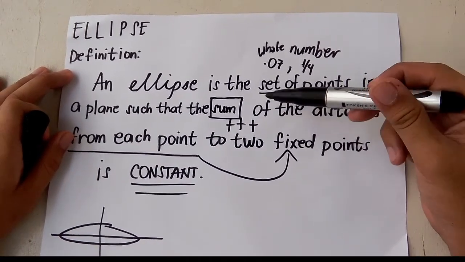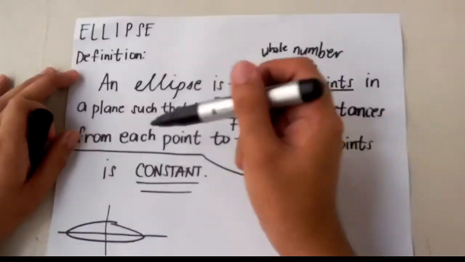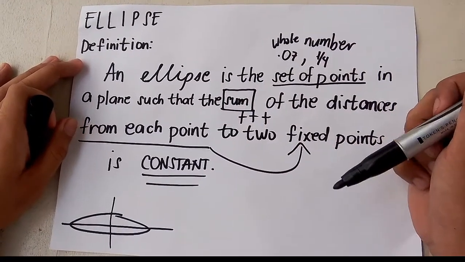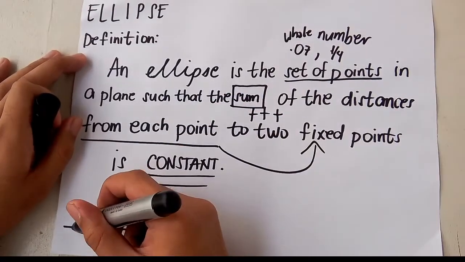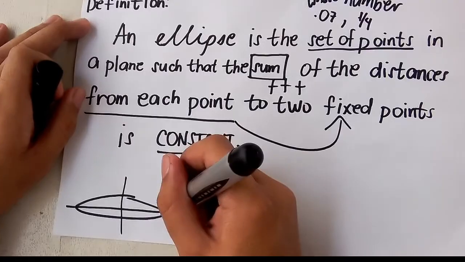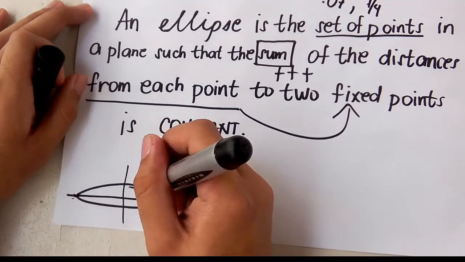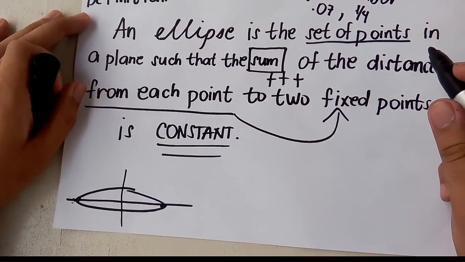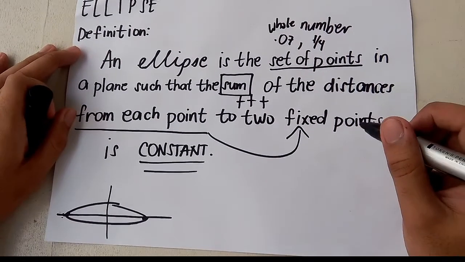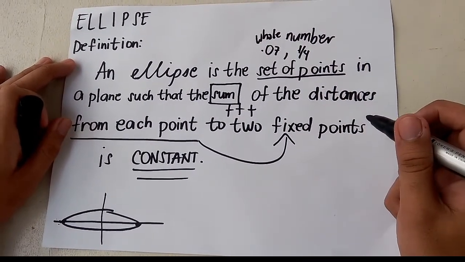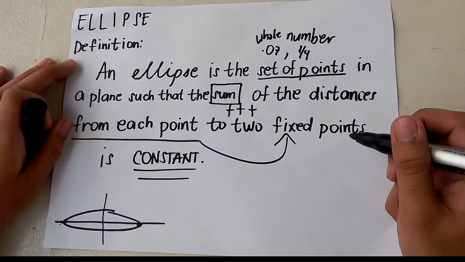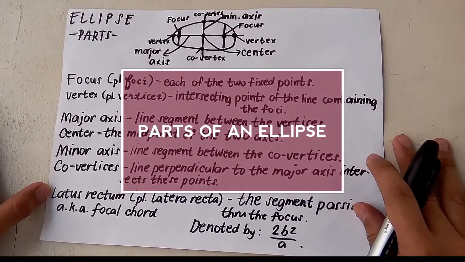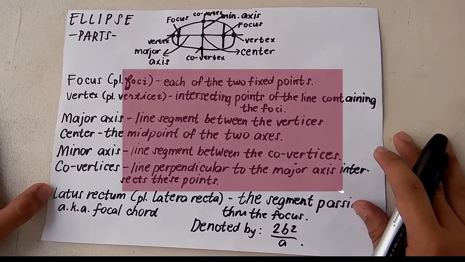Okay, so continuing, the sum of the distances from each point to two fixed points is constant. So an ellipse shows that from one point to the next point, they are constant in measure. So with the definition done, we are going to learn more about the parts of the ellipse itself. Go. So we are here now to discuss the parts of the ellipse.